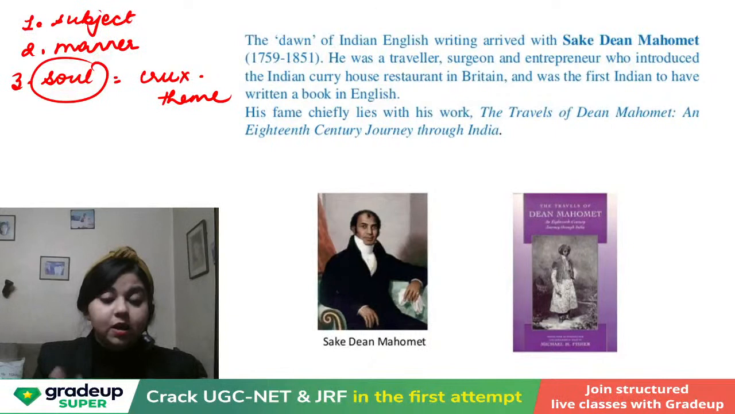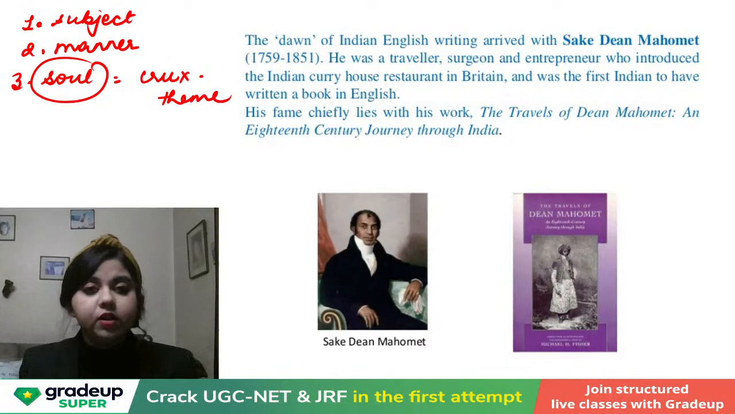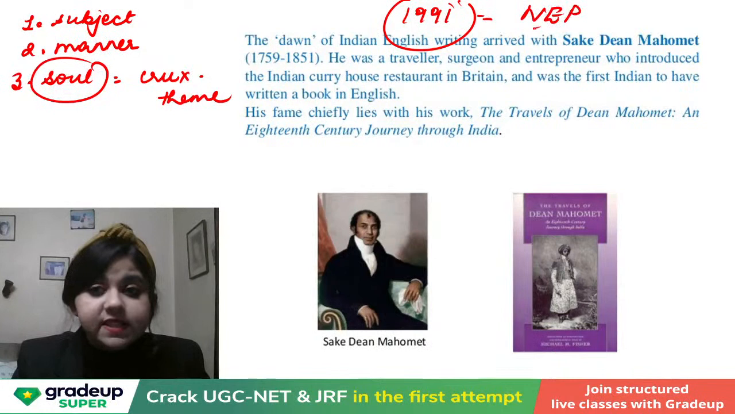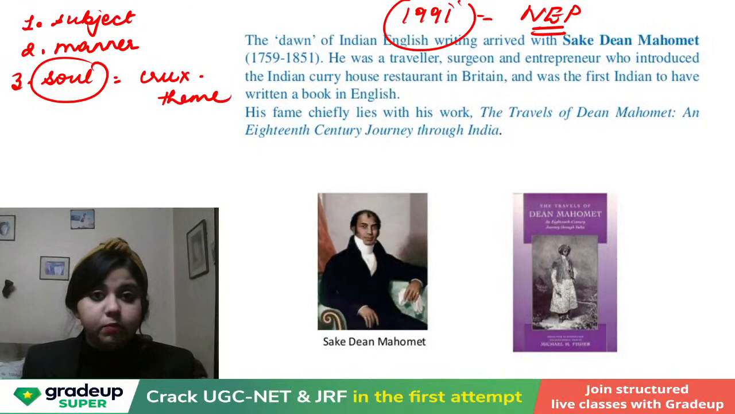But after you define what it is to be an Indian, now you're looking at other issues. You're looking at other cosmopolitan issues. And you know why this change happened? This change happened, of course, because of the new economic policy of privatization, liberalization, and globalization that had taken place in 1991.